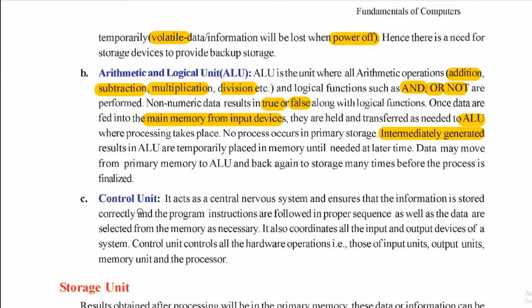Next, we have the control unit. The control unit, as the name suggests, controls and coordinates the entire operation of the system. It acts as the central nervous system. It ensures that the information is stored correctly, that program instructions are followed in a proper sequence, and that data are selected from memory as necessary. It also coordinates all the input and output devices of a computer system. The control unit controls all the hardware operations, that is the input units, output units, memory units, and the processor.